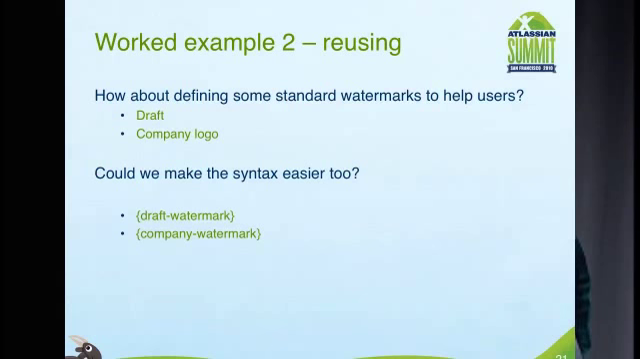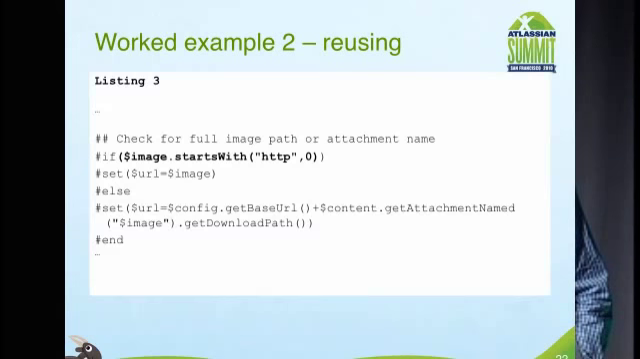And you'll notice these are very easy to use. They don't take any parameters anymore. So let's see how we've achieved that. The first step is to go and modify our original generic watermark macro. And here we are checking the image parameter that was passed in. And we're saying if it starts with the string HTTP, well then that's a clue that we've received a full address to the image. Okay? Otherwise, let's just get the image in the same way we did before.